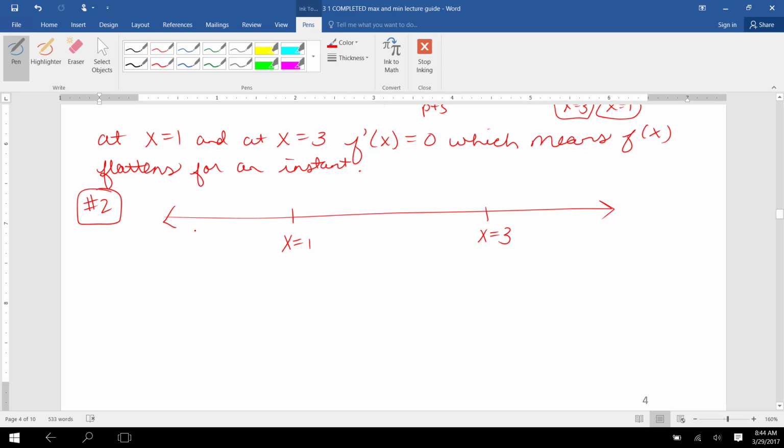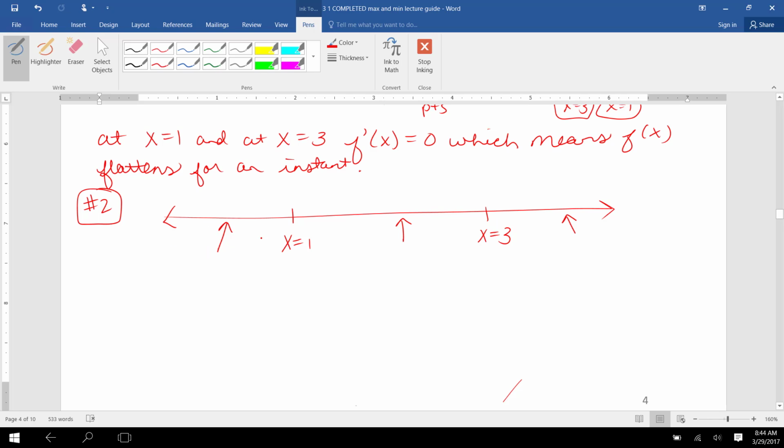If f prime's negative, we know f of X is decreasing on that interval. If f prime's positive, we know f of X is increasing on that interval. So we just need to pick an X on each interval and identify the sign of f prime, and that will tell us the behavior of f of X, whether it's going up or down. Any X value on the interval works, remember.